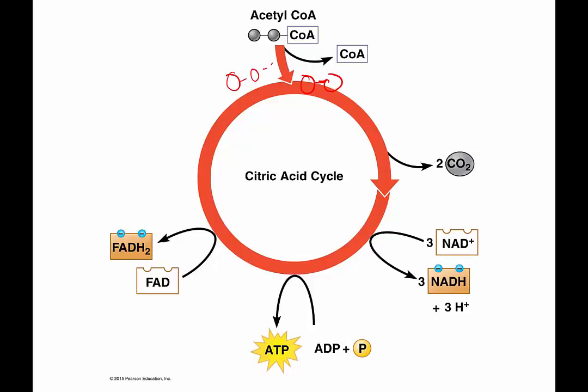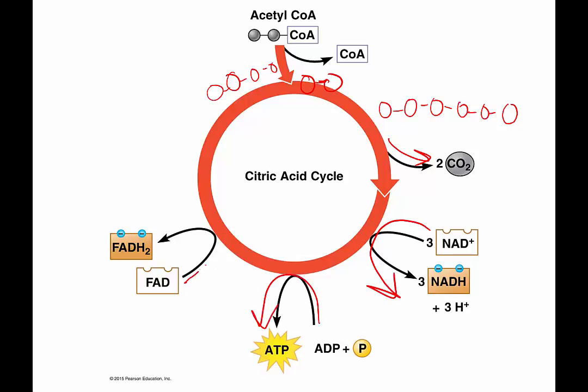That combines with a 4-carbon molecule, which makes citrate, which is 6 carbons. And then through a bunch of enzymatic processes, we have 2 carbon dioxides leave, 3 NAD pluses reduced, 1 ATP made, and 1 FAD reduced. At the very end of the process, we end up with oxaloacetate, our 4-carbon molecule, which again is going to react with a 2-carbon acetyl group. So that is the major process of the citric acid cycle.